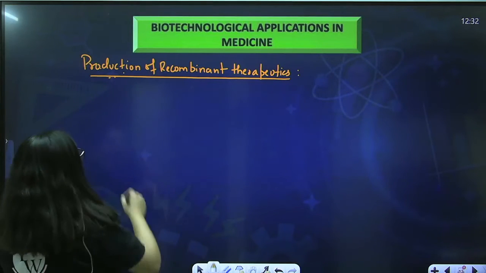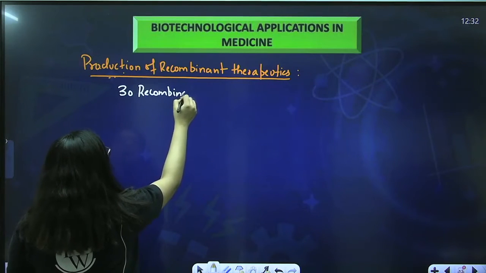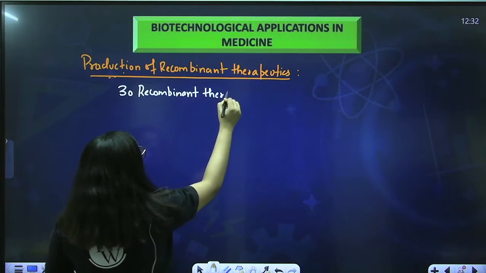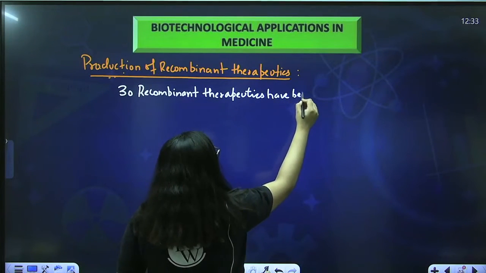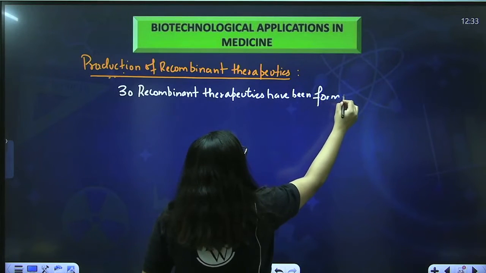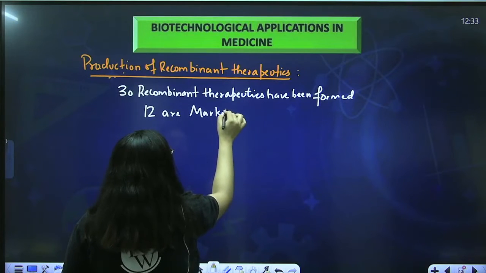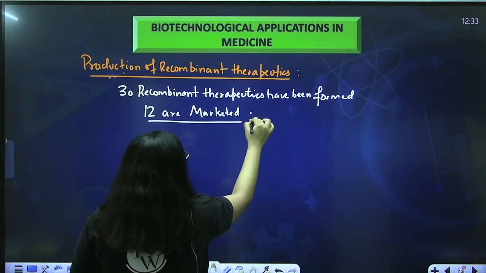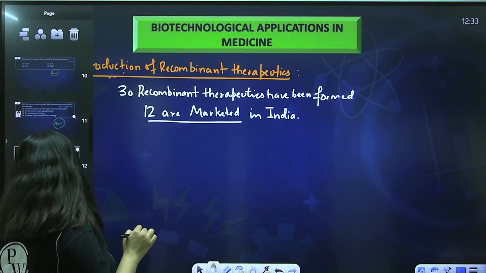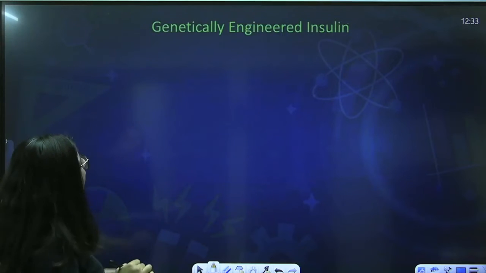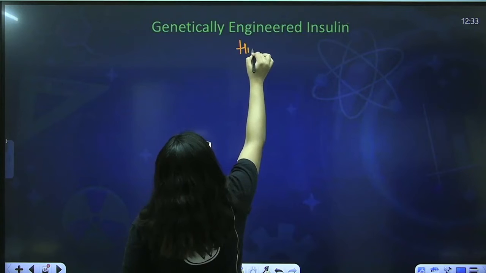Fine. Till now, we have produced 30 recombinant therapeutics all over the world, out of which only 12 are marketed in India. In India, we only use 12 out of 30. Let me give you an example of a very important therapeutic, that is genetically engineered insulin, and sometimes it is also known as humulin.